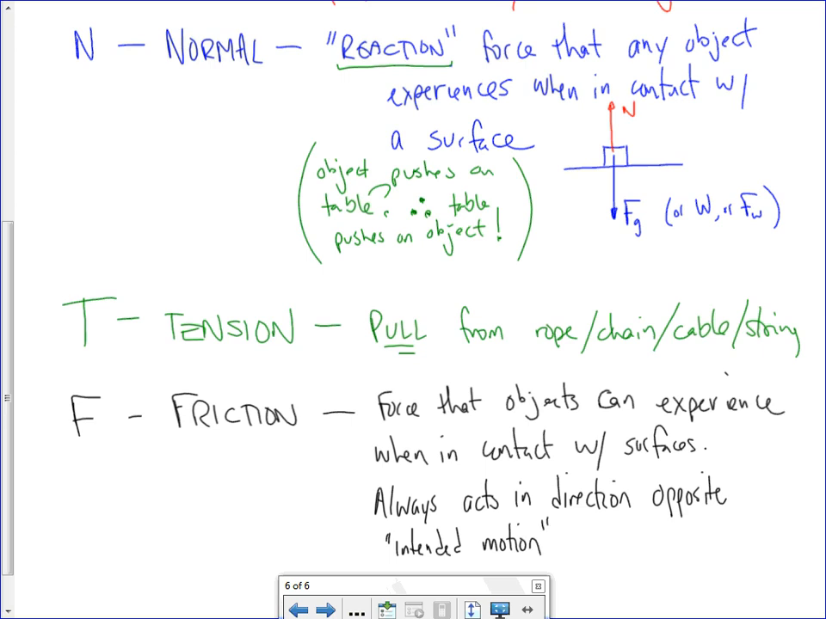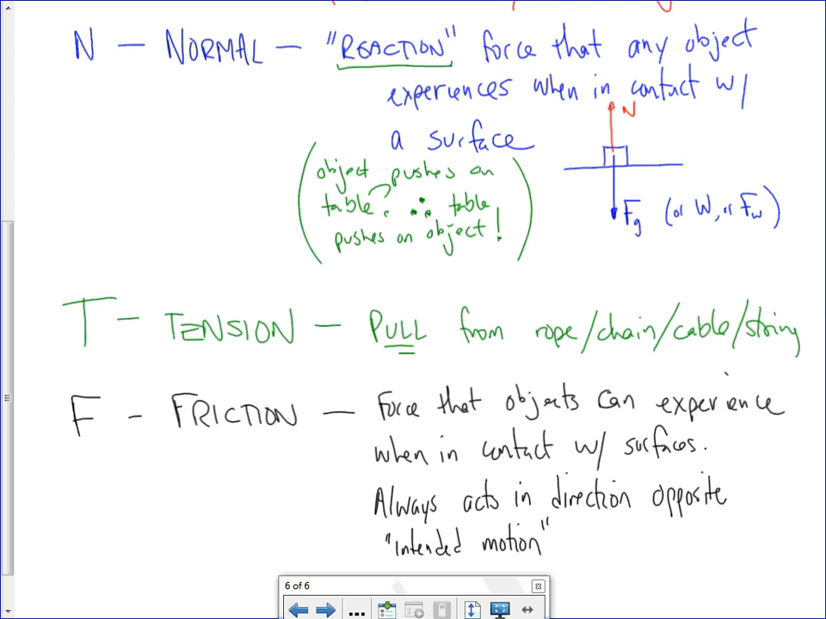Now, saying intended means that objects have intention and they don't. That's called anthropomorphization or something. You know what I'm talking about, right? But the deal is friction can happen if some other force would otherwise make an object move, and friction will oppose that. Okay? We'll talk a whole bunch about friction. All right, those are the 5 forces.